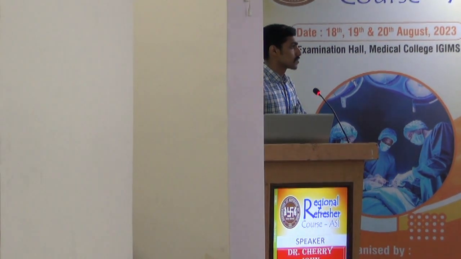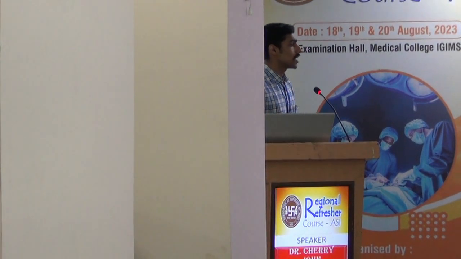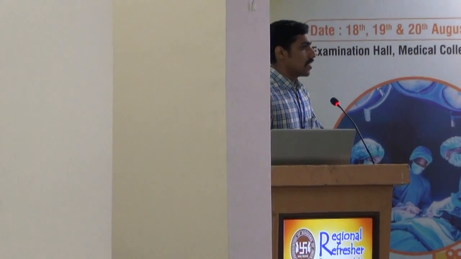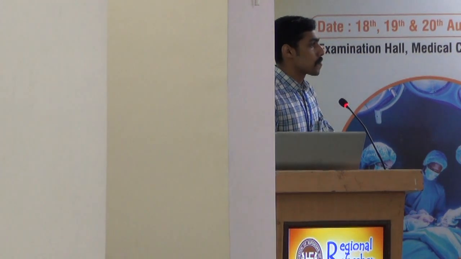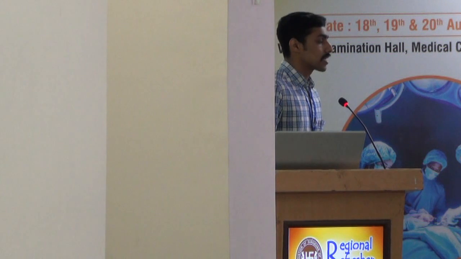What do you think? Why has it recurred? It has been operated twice, but still it has recurred. Soft tissue sarcoma is an aggressive tumor, and we should do a proper wide local excision away from the pseudocapsule. Then only we will be getting rid of the recurrence.